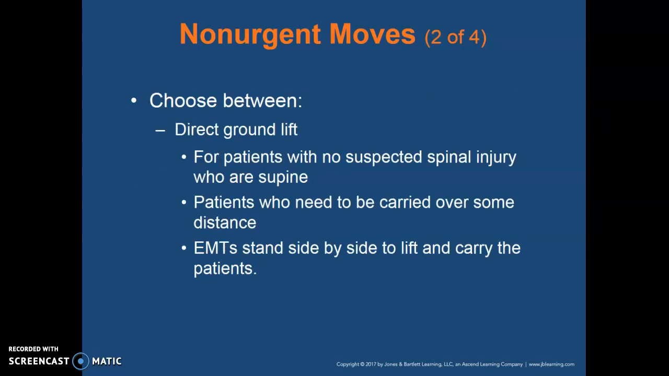You can choose between a couple of different moves. There's a direct ground lift. This is used for patients that don't have a suspected spinal injury that are found on the ground. You can use this with patients that need to be carried over a distance to the stretcher. You can have an EMT that stands side by side to lift and carry the patient. So really you only need 2 people for this. We want you to have more if possible. So 3 would be wonderful, but minimum of 2 in order to utilize this movement technique.